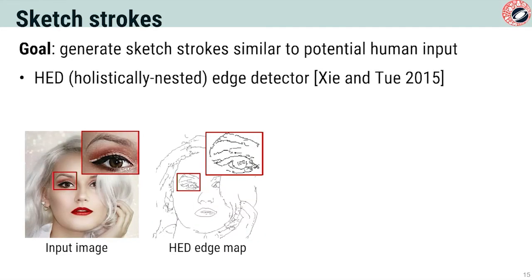The most important part of our training data are the sketch strokes. The goal here is to automatically generate sketch strokes that are qualitatively similar to a potential human input. We started experimenting with the state-of-the-art HED edge detector, which stands for holistically nested edge detector. And as you can see here, HED extracts edges that are qualitatively quite similar to human sketches.